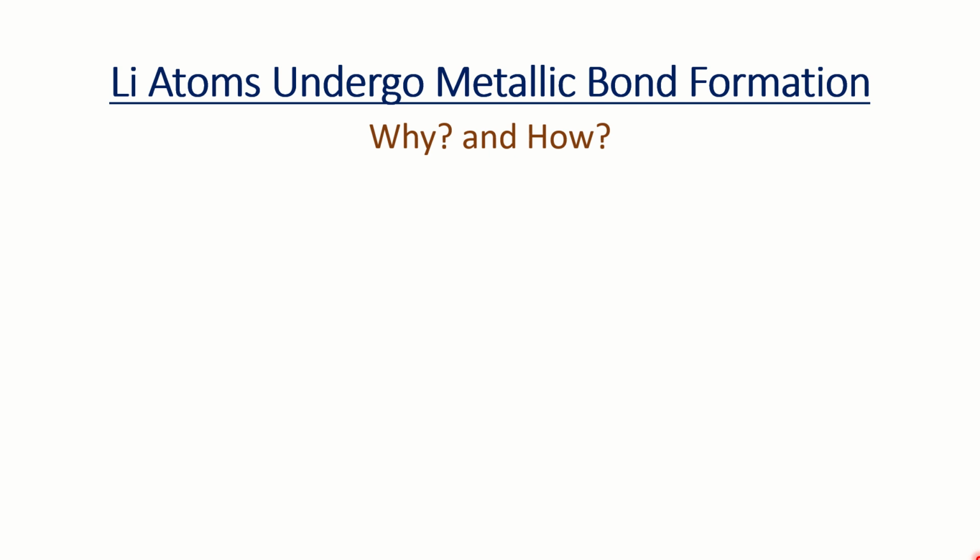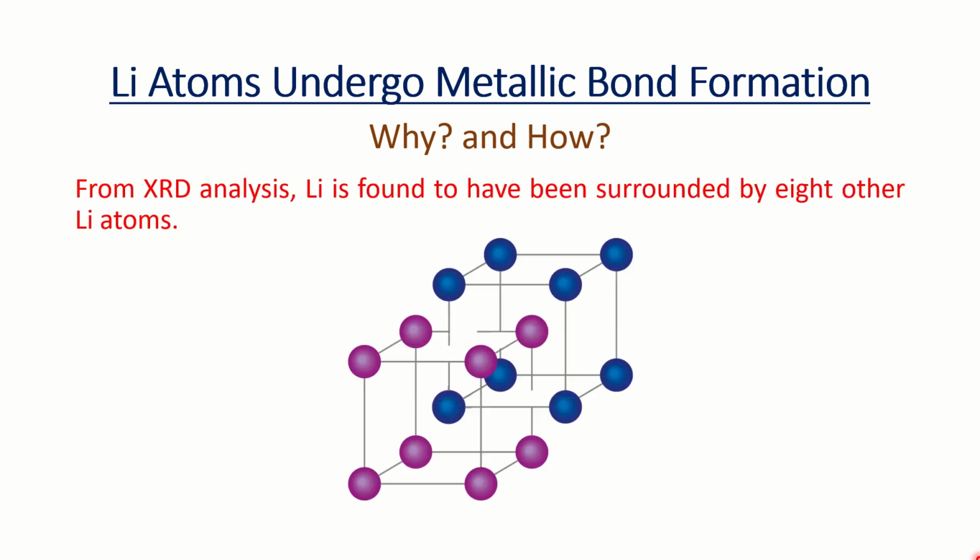So lithium is a metal. It undergoes metallic bond formation. So why is it a metal? And if it is a metal, then how is it a metal? If you see the X-ray diffraction pattern of lithium, it will be confirmed that one lithium is surrounded by 8 other lithium atoms as its close neighbors. So the lattice is actually a BCC lattice, that is the body centered cubic lattice.